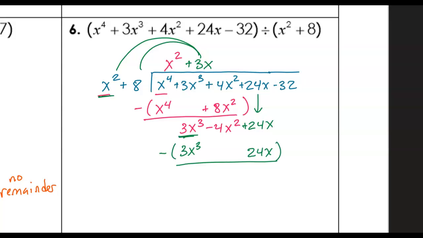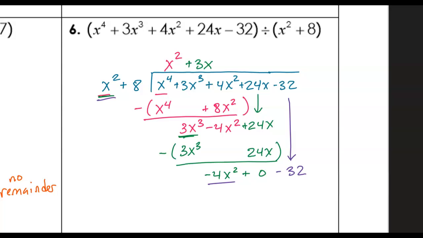3x cubed minus 3x cubed cancels to 0. There's a 0 placeholder here for the x squared, so I'm just going to bring down the negative 4x squared. And 24x minus 24x leaves us with 0. And you bring down the next term, negative 32. What do you multiply x squared by to get negative 4x squared? Negative 4. Then you multiply the negative 4 back in.